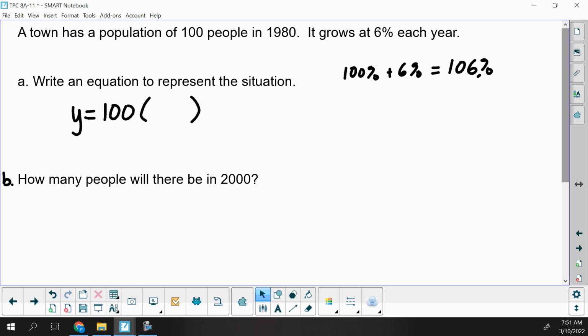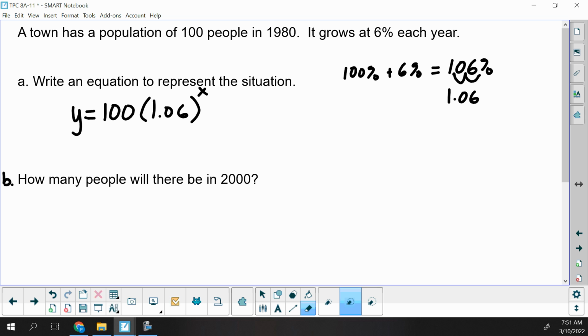To switch that percent to a decimal, we move the decimal over twice and get 1.06. That becomes our b value, and then we're raised to the x. If we had gone up by, say, 3%, we would end up having 1.03 in there. If we had gone up by 9%, we would have 1.09 in there, and so on.